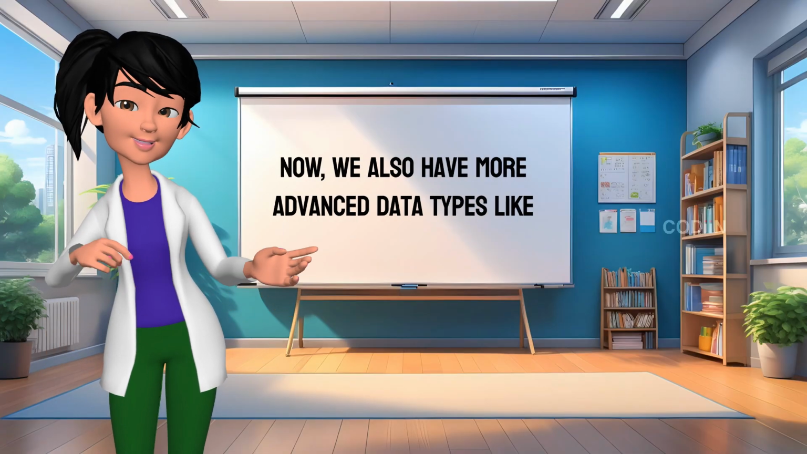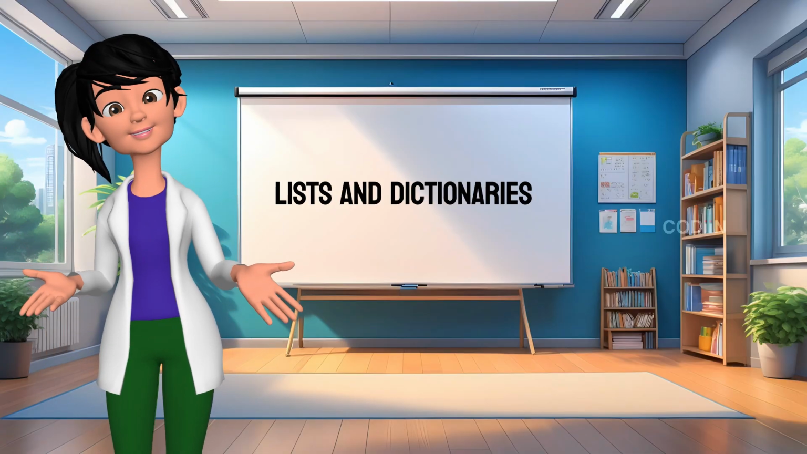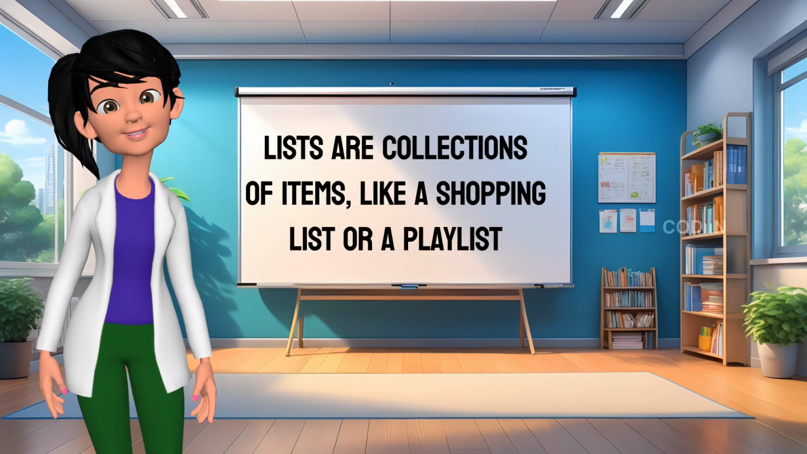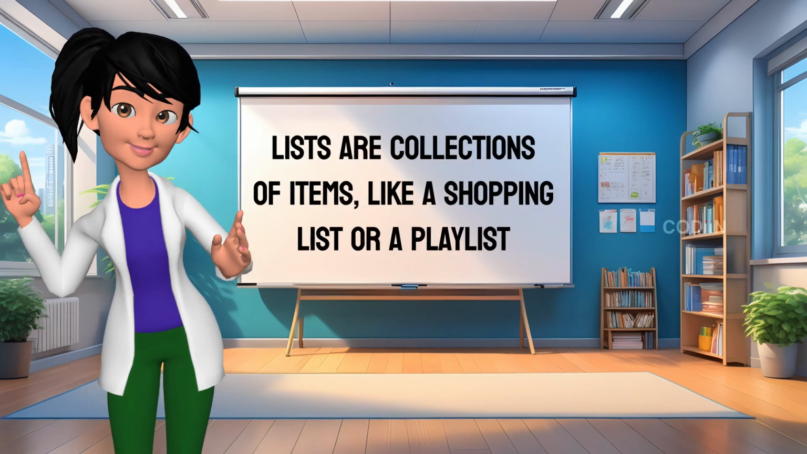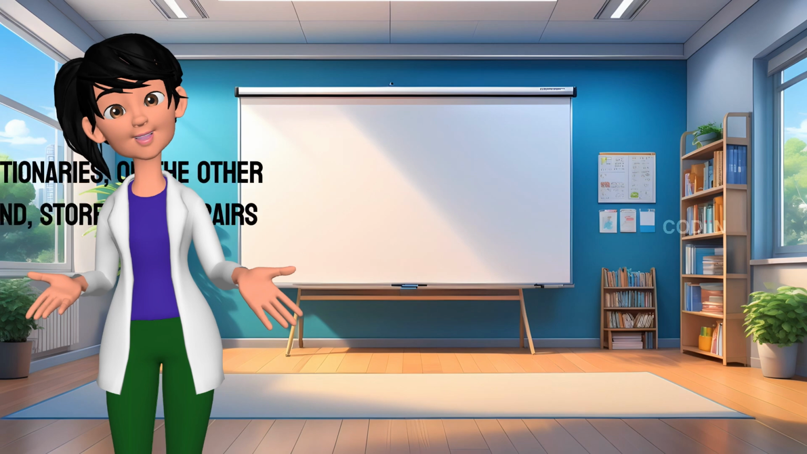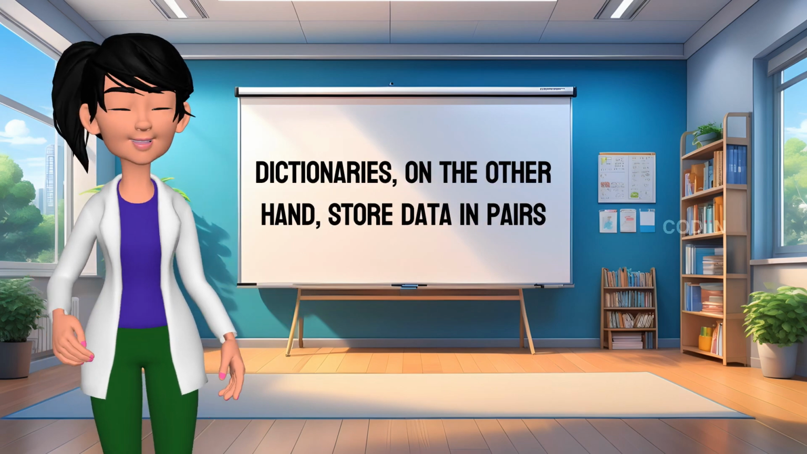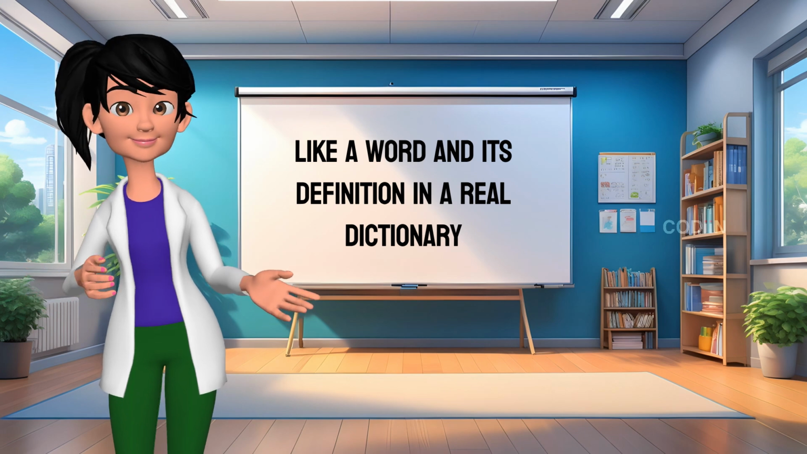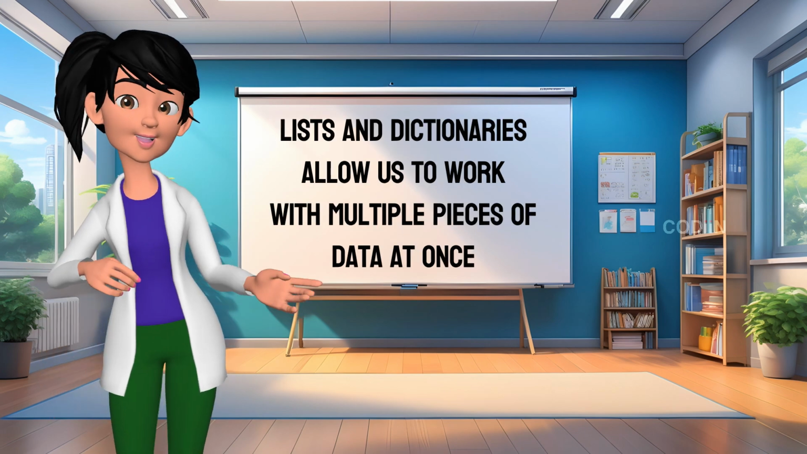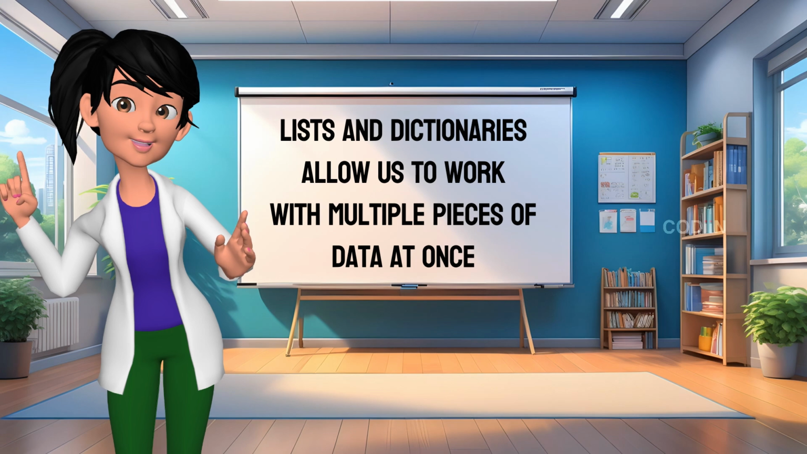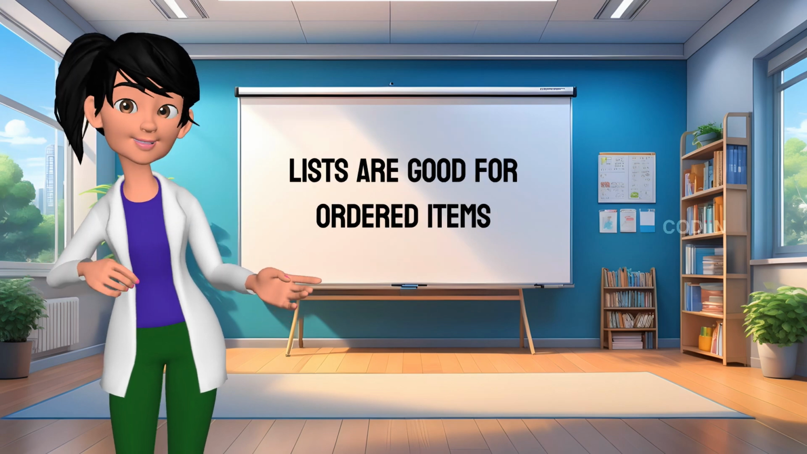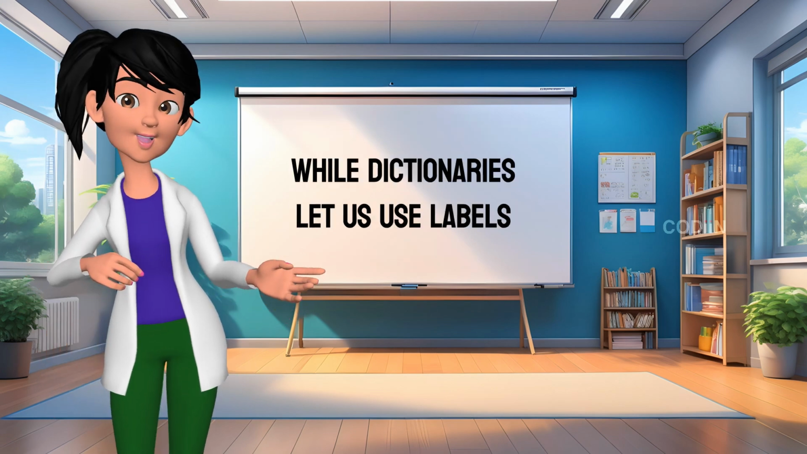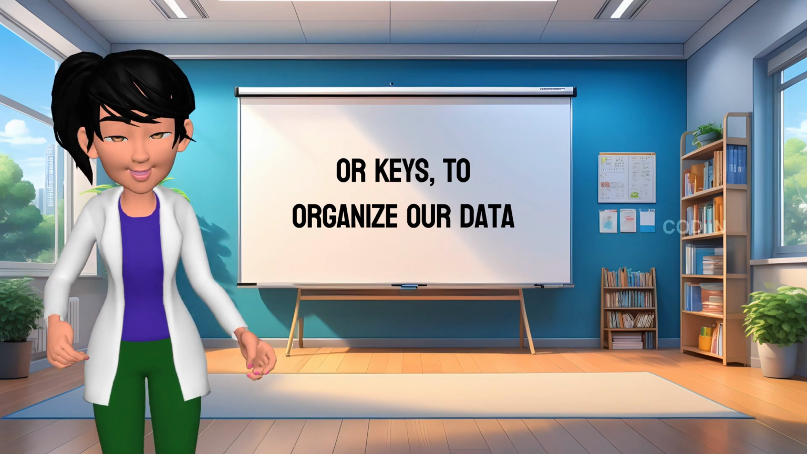Now, we also have more advanced data types like lists and dictionaries. Lists are collections of items, like a shopping list or a playlist. Dictionaries, on the other hand, store data in pairs, like a word and its definition in a real dictionary. Lists and dictionaries allow us to work with multiple pieces of data at once. Lists are good for ordered items, while dictionaries let us use labels or keys to organize our data.